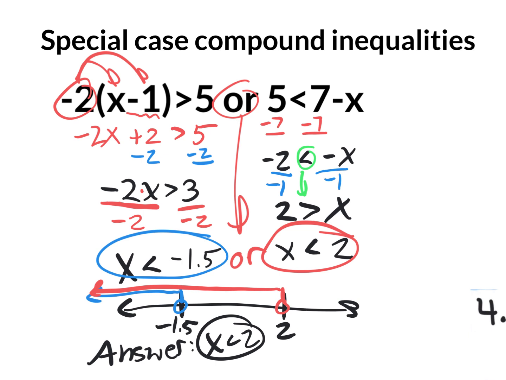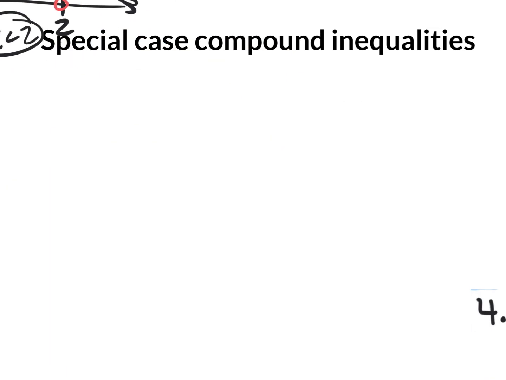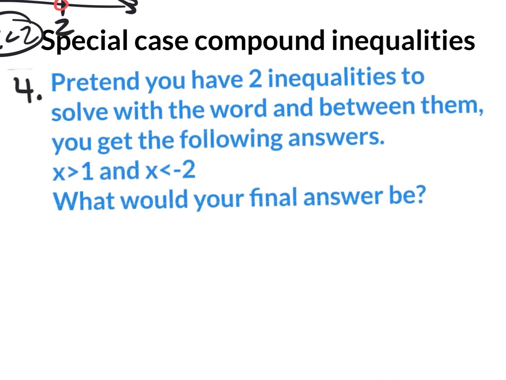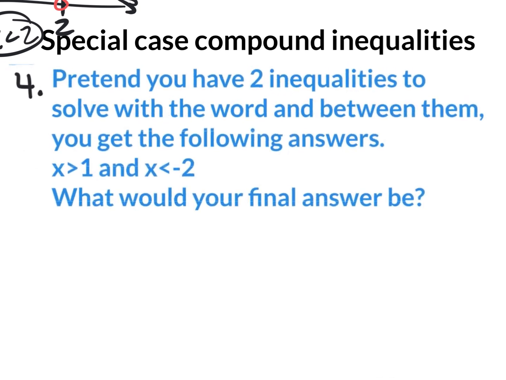We have to become pros at this because you're going to have it on the test. Okay, so what I want to do right now is not give you another question, but give you another hypothetical situation. Let's say you were solving two inequalities with the word and between them, okay? You have the word and between them. And you get these two answers. You get x is greater than 1, and you also get x is less than negative 2. What would your final answer be?